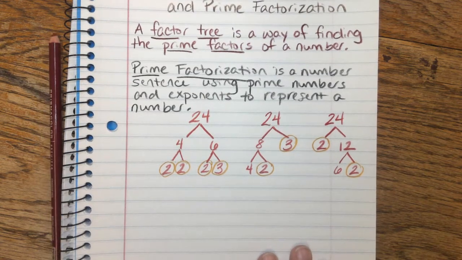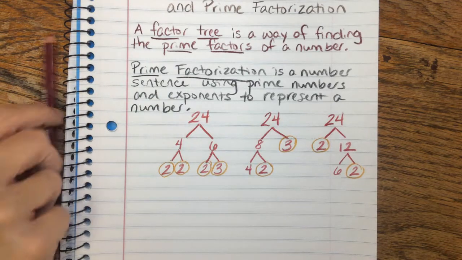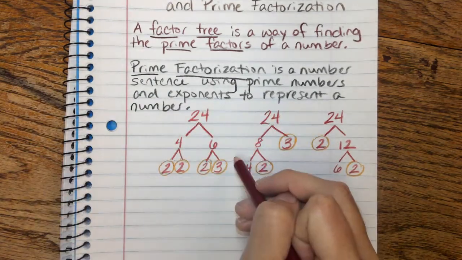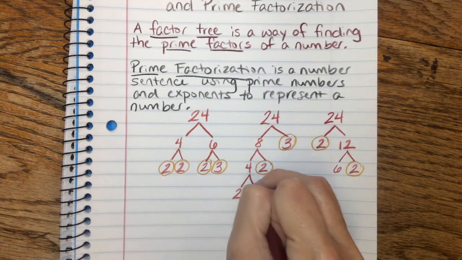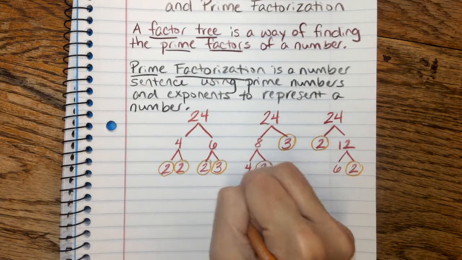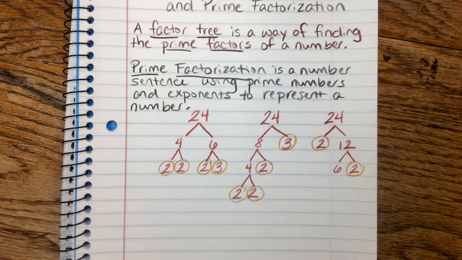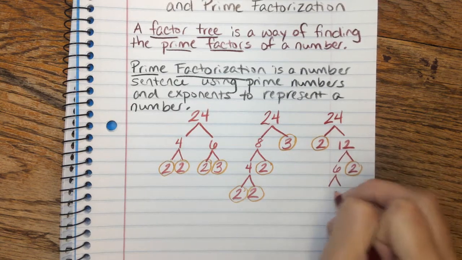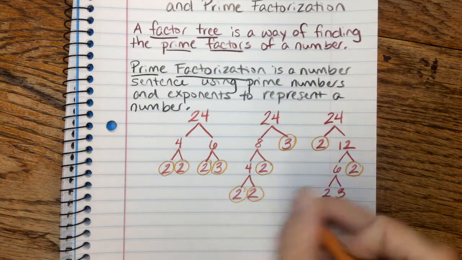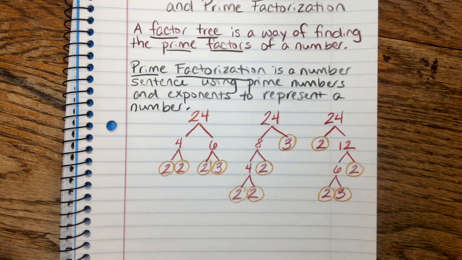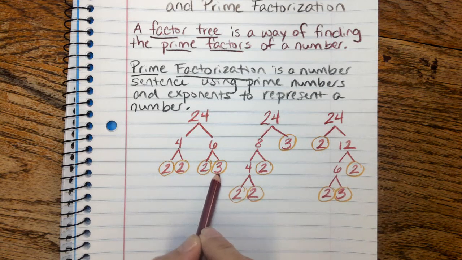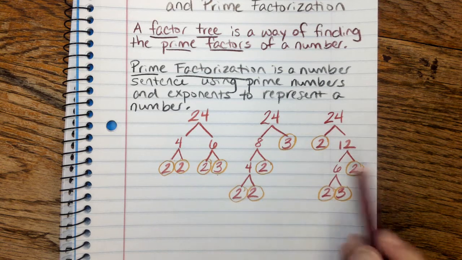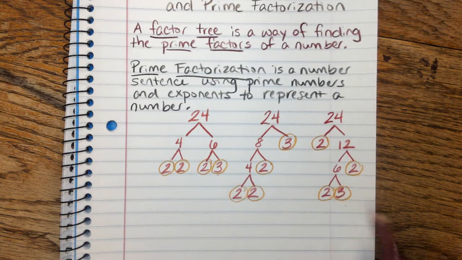So I know I'm done with my factor tree when I'm down to nothing but prime numbers. So this tree is finished. This tree, 4 is 2 times 2, and now this tree is finished. 6 is 2 times 3, and now this tree is finished. And what I want you to notice is that all of these trees, no matter how I started, I have 1, 2, 3 twos and 1 three.